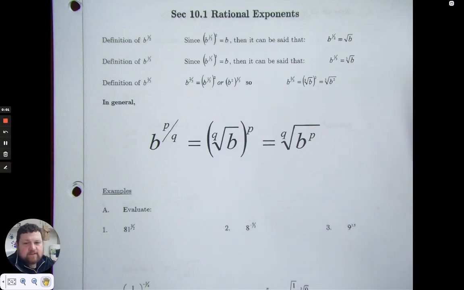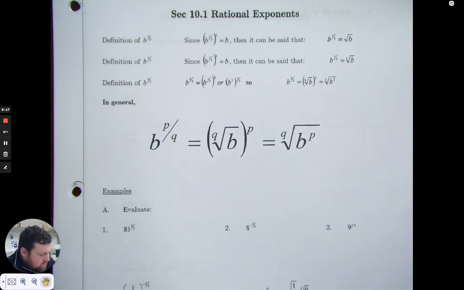Good morning. Today we're looking at section 10.1, which is rational exponents. Today we're just going to look at how you can manipulate and move exponents around to make the problems easier to deal with. Some of these base concepts we've already touched on this year, but today we're really going to put them together.